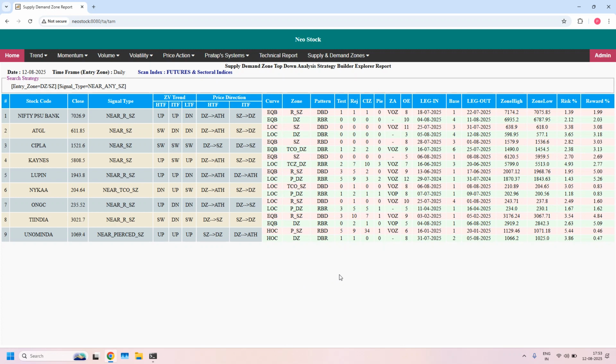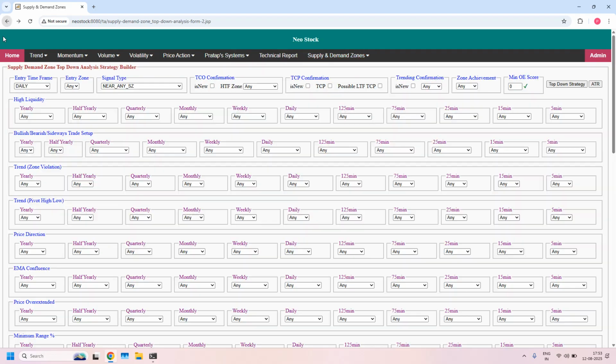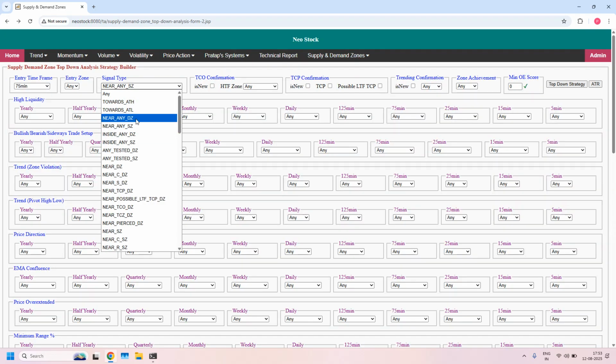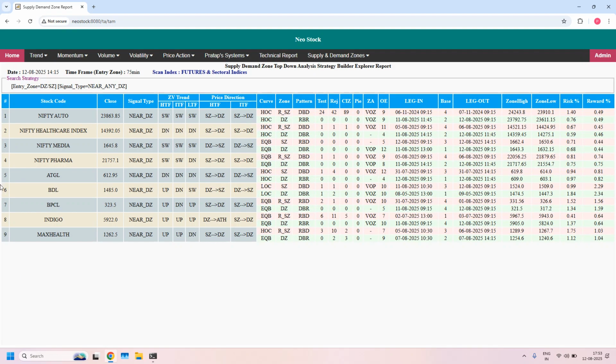Okay, next time frame is 75 minutes. Stocks near to the 75 minutes demand zone, we got 9 stocks. Let us identify high liquidity 75 minutes demand zones from this list. Now we don't have any 75 minutes high liquidity demand zones from this list.